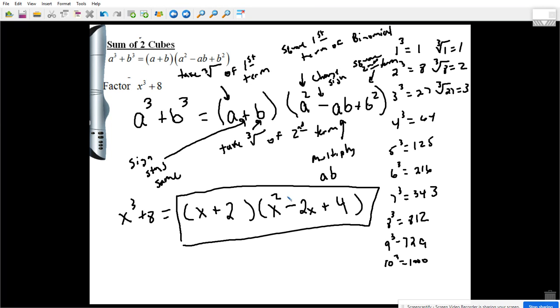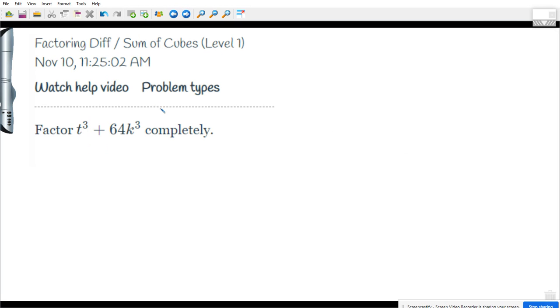So instead of this being a plus right here, this would be a minus, and instead of this being a minus, it would be a plus. Everything else stays the same. We get the math the same way. So let's take a look at a couple of examples.